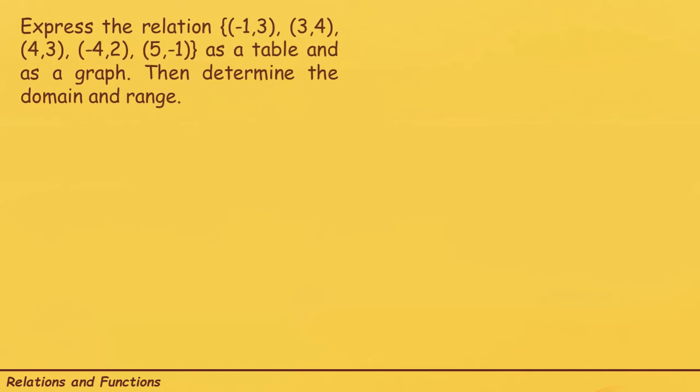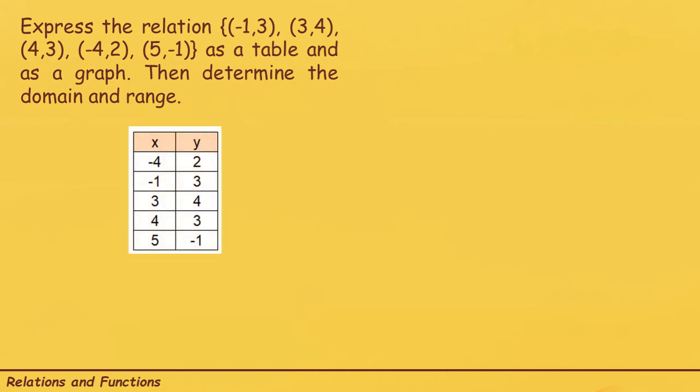Express the relation {(-1, 3), (3, 4), (4, 3), (-4, 2), (5, -1)} as a table and as a graph. Then, determine the domain and range. Okay, so unahin na natin itong i-represent in table form. So, in table form, meron tayong values of x and y. Inayos ko lang ito. Ang x natin is negative 4, negative 1, 3, 4, 5. Pwede mo rin naman unahin si negative 1. Ginawa ko lang ganito para mas mabilis makita. Ang y naman natin is 2, 3, 4, 3, negative 1.